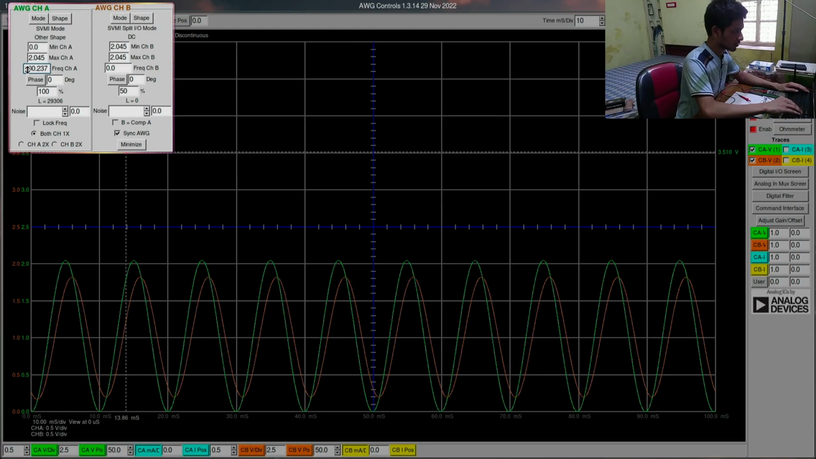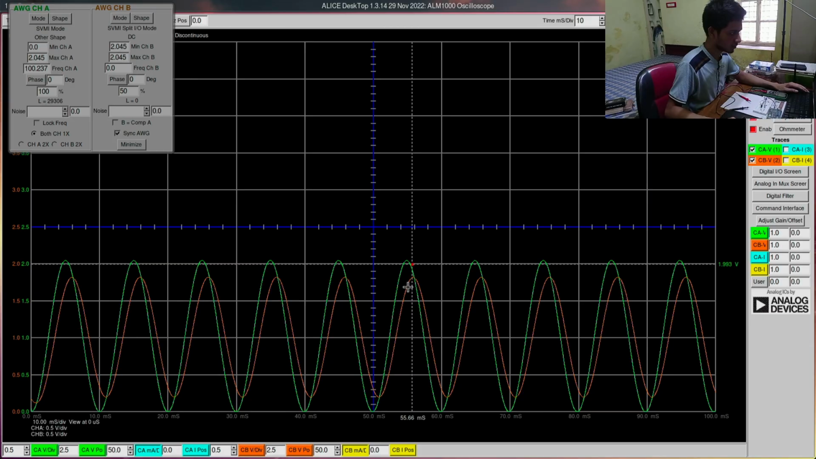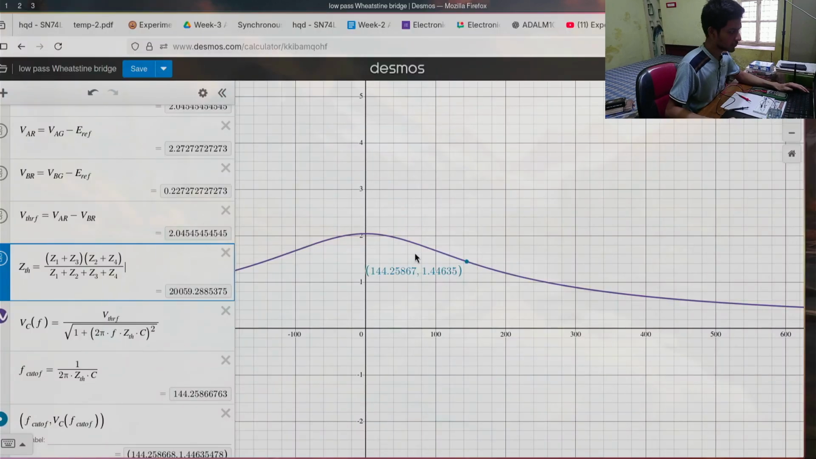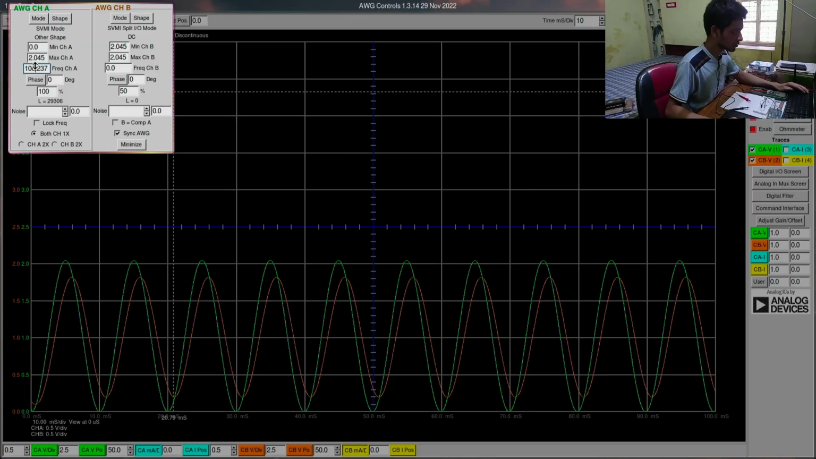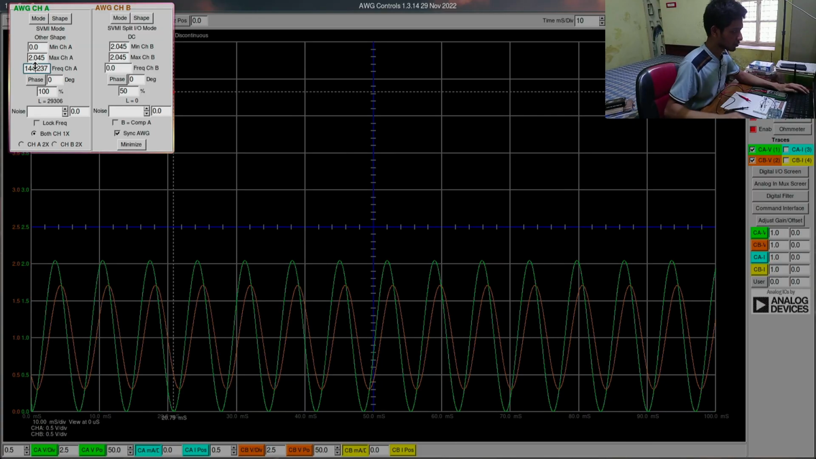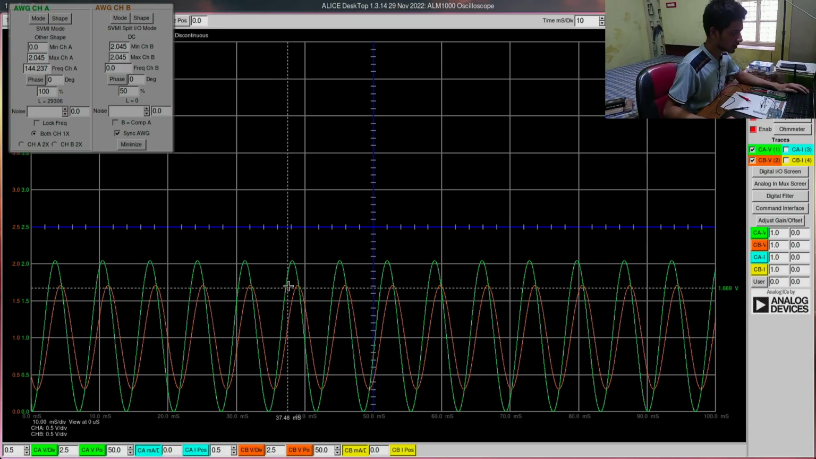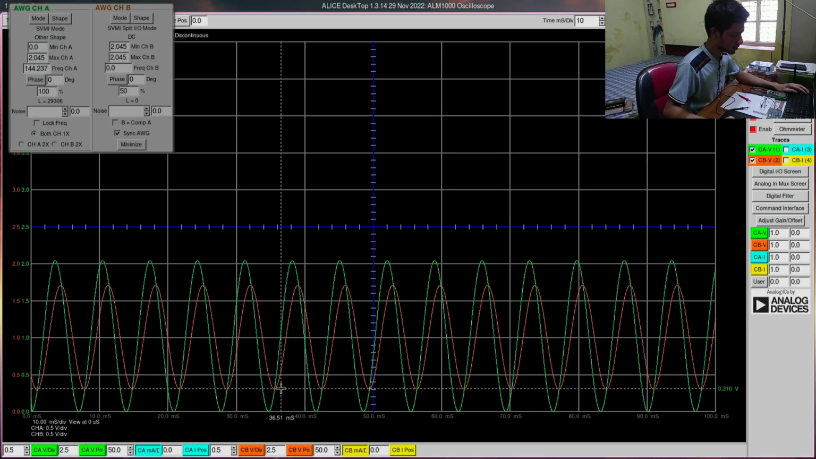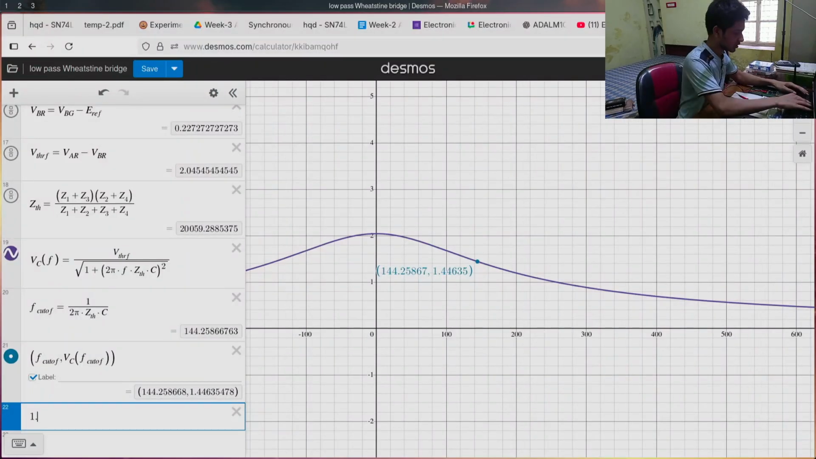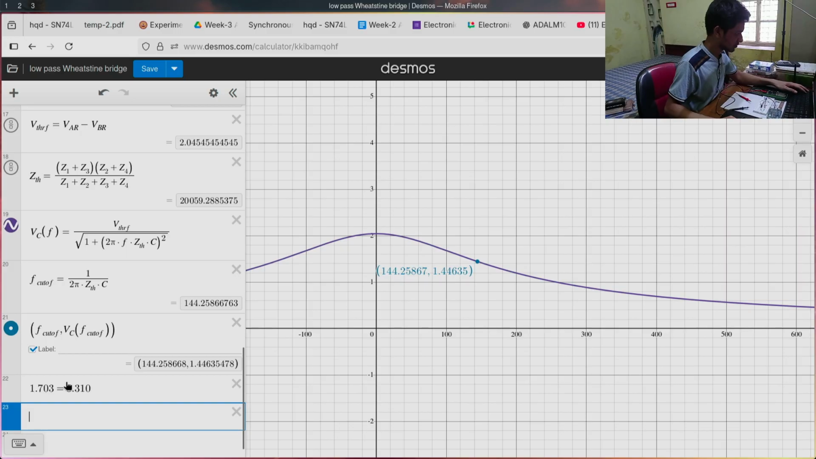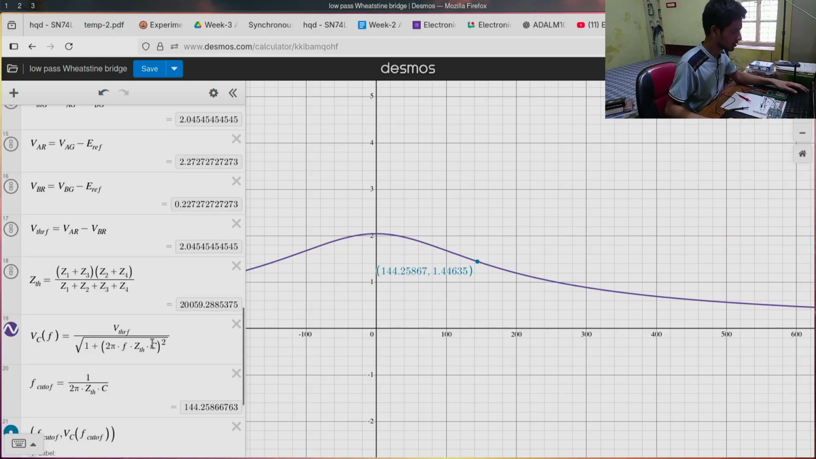As you can see, the output, the voltage across the capacitor, has decreased, and this will decrease more. So the cutoff frequency is 144 hertz. Let's check out the potential at 144 hertz. As you can see, at 144 hertz, the peak to peak voltage is 1.703 minus 0.310. So 1.703 minus 0.310 comes out to be 1.393. At the cutoff frequency, you can see the voltage value is 1.44, which is near to 1.393.